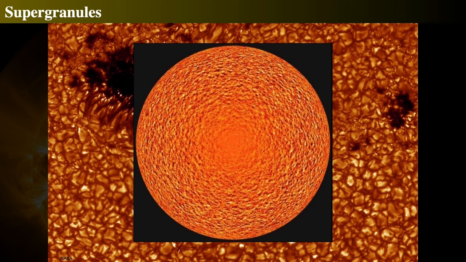So decadal-long cycles in the sun actually do have influence on the Earth. And so the solar cycle affects us here. Next to the last is some very interesting stuff.